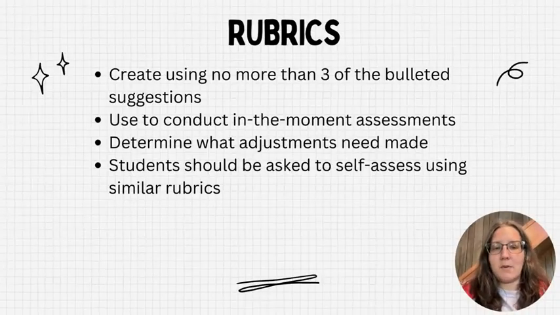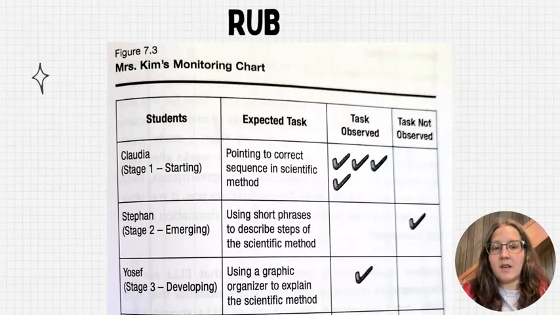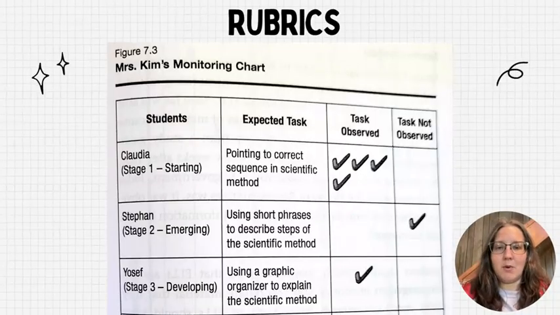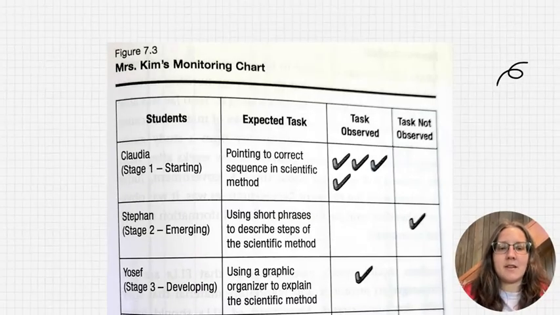Also, students should be asked to self-assess themselves using similar rubrics and really be able to look at your rubrics and understand what they're being assessed on. Here's a quick example of a rubric or monitoring chart for each ELL that's in this classroom. So it's got the stages, the tasks that the student is being assessed on, and whether or not the student is observed being successful in those tasks.